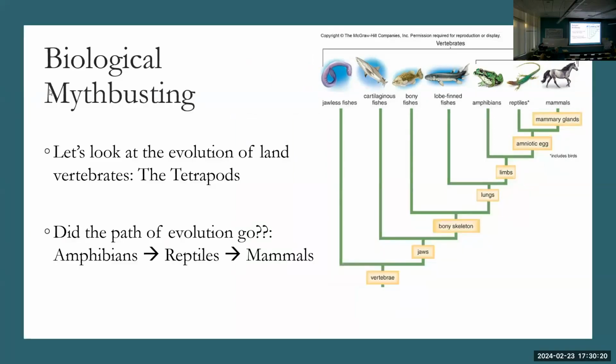It's often the case, especially in nature documentaries, that this is the explanation: a fish came out onto land, and then we have the rise of amphibians, and then the rise of reptiles, and then the rise of mammals. That's my biological myth number 1. Did that actually happen? Okay, go ahead.